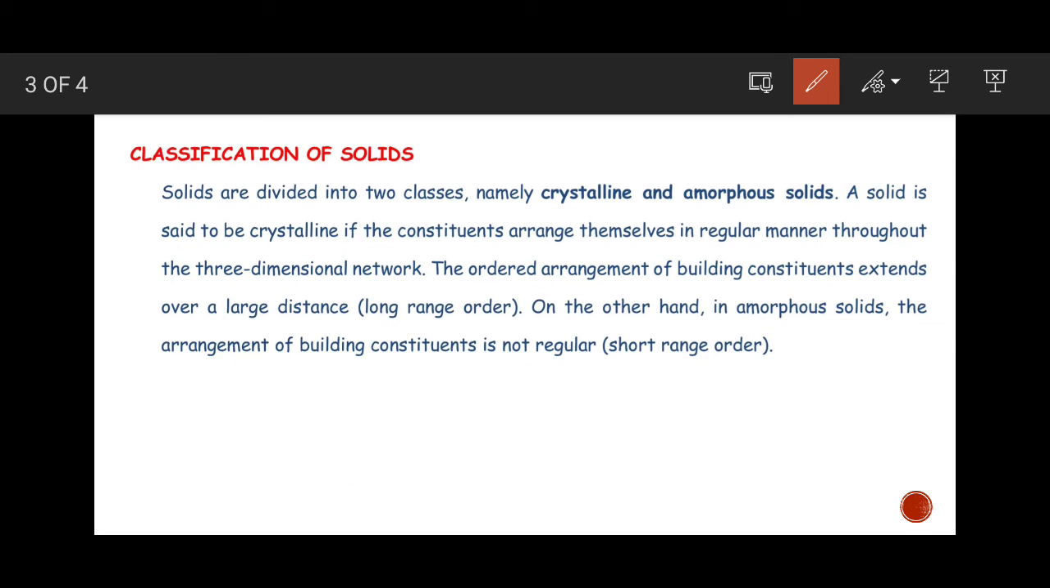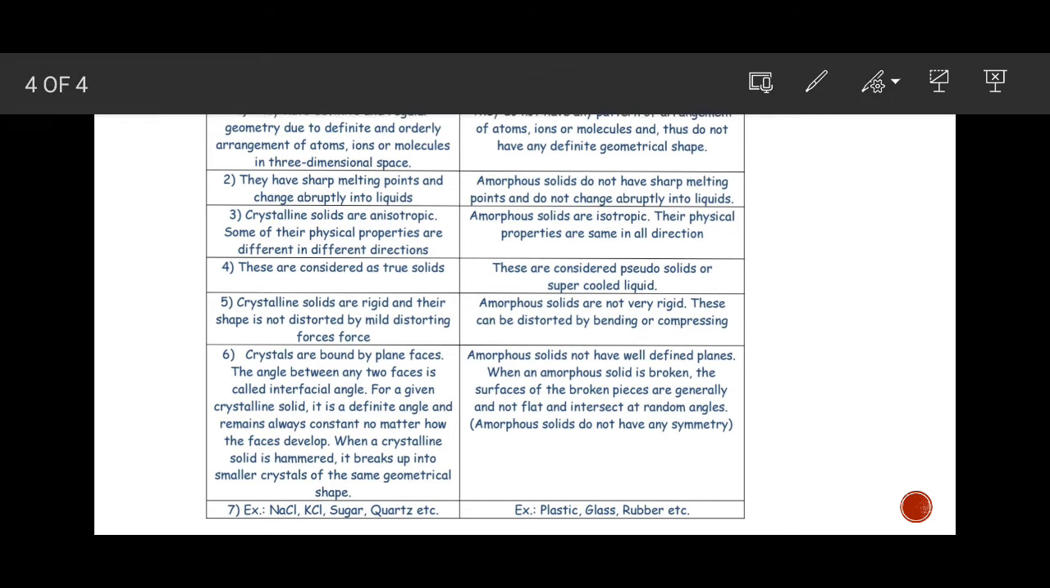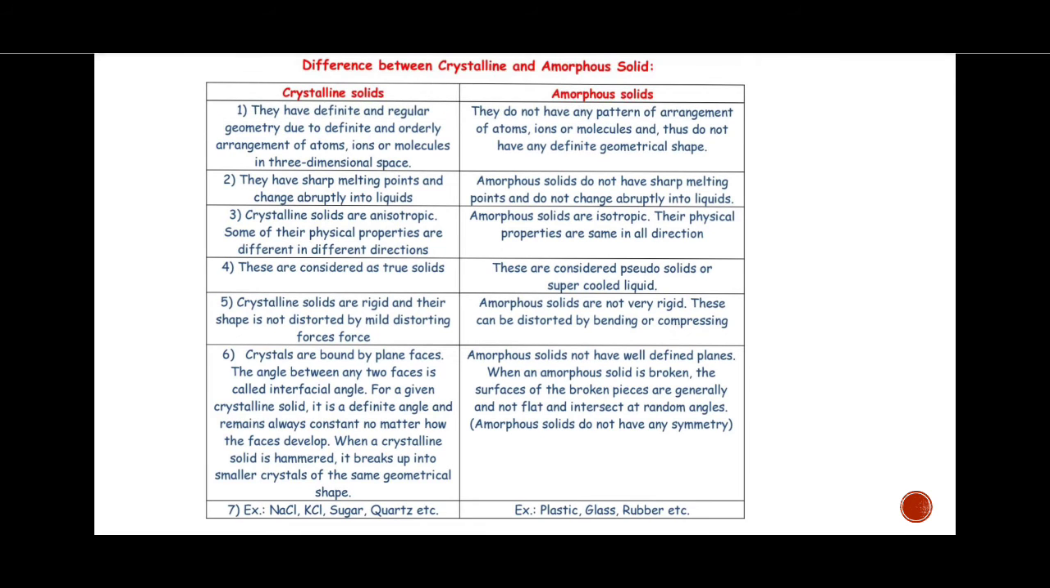Solids can be classified basically in two types, that is crystalline and amorphous. They are classified on the basis of their arrangement. Okay. So this type of question will also be asked in CBSE. A 2 marks question is basically asked on the difference between crystalline and amorphous solid.